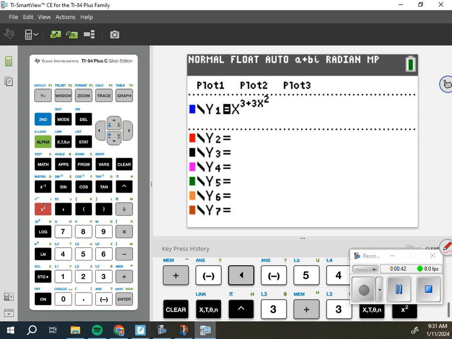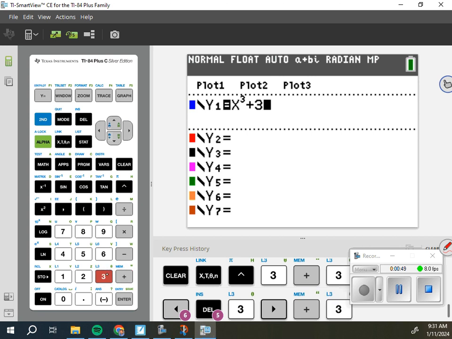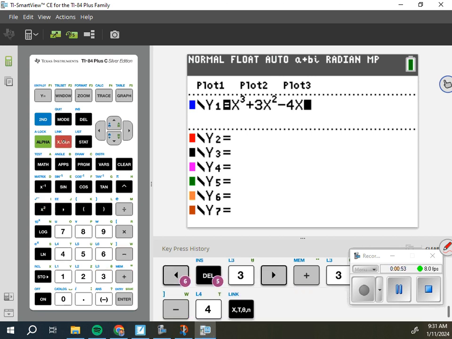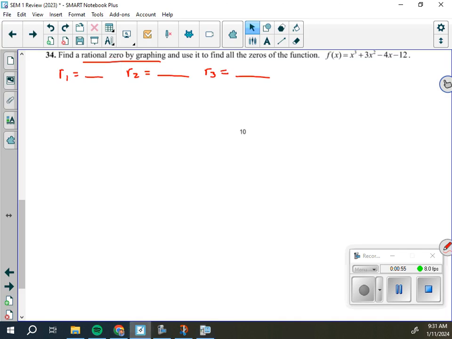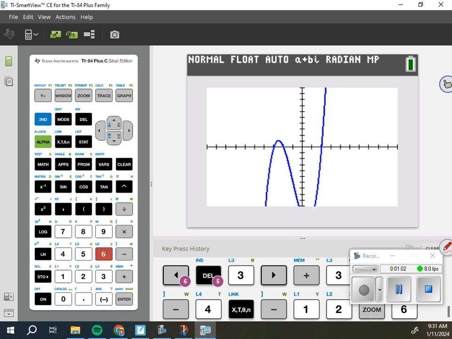Try that again. X to the third plus 3x squared, I believe it was minus 4x, and then that last term was a minus 12. So I'll put minus 12 here. And you should be able to always see your roots in the standard window.